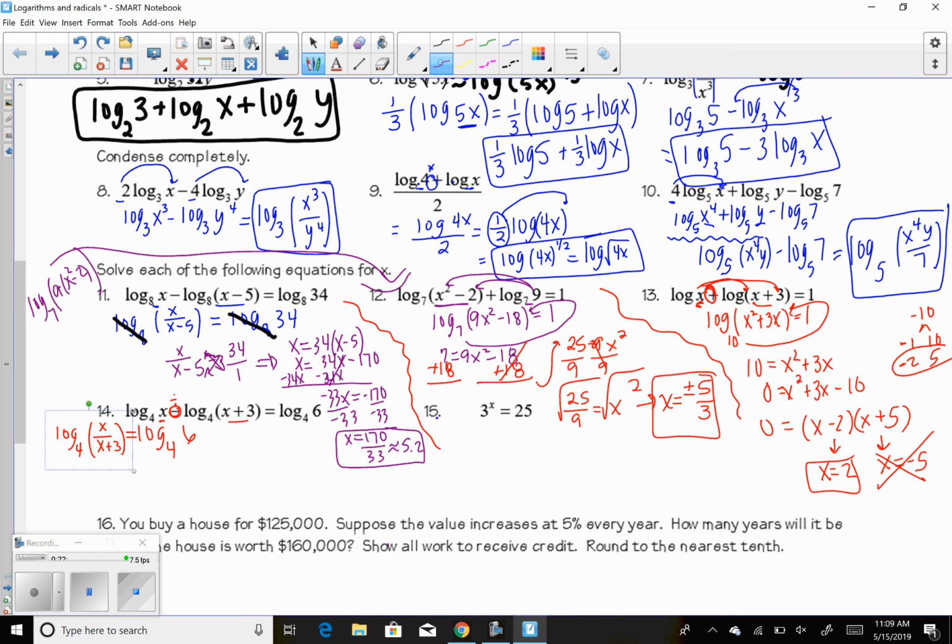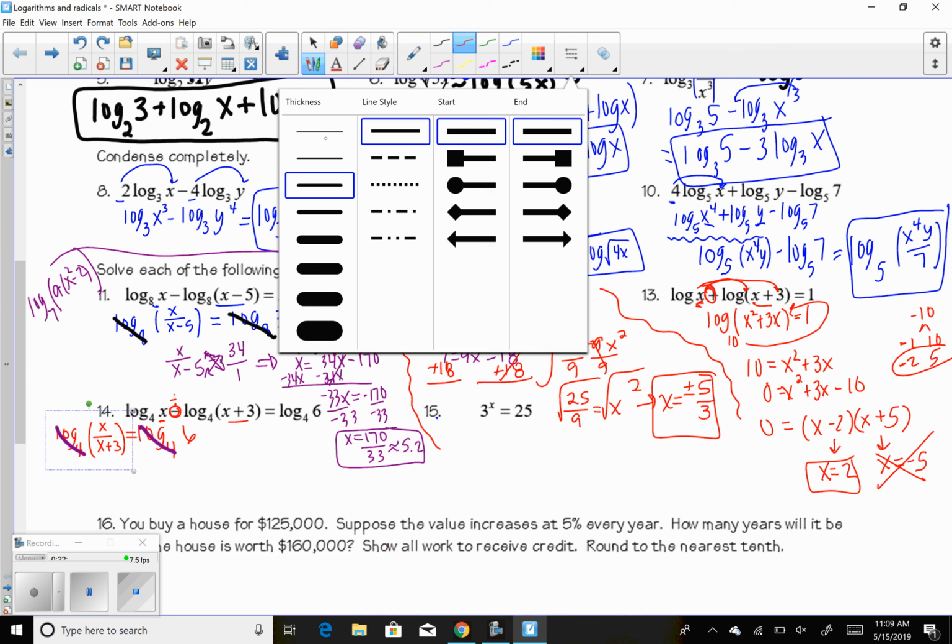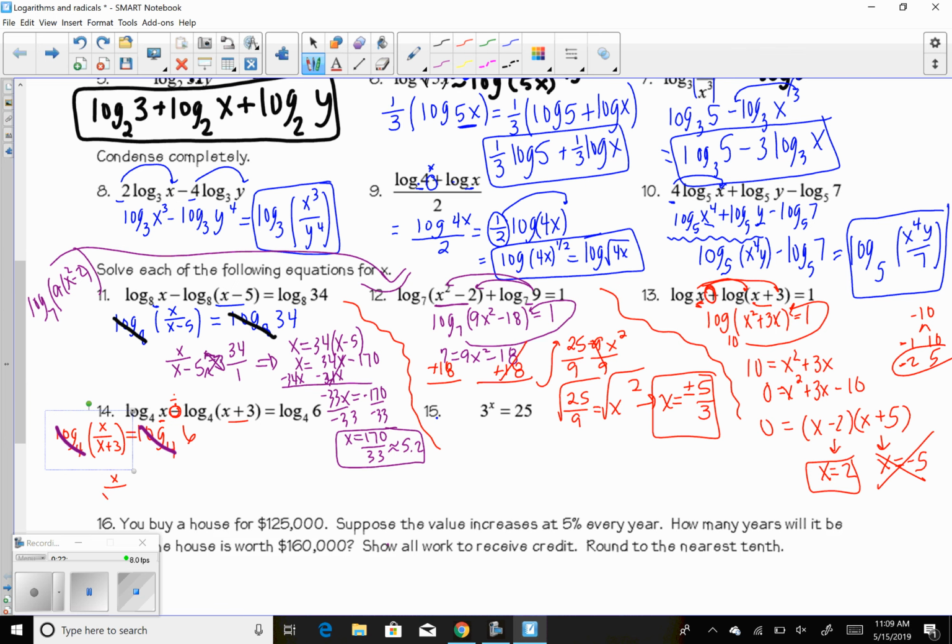I have log equals log. Log equals log, we drop the logs, and then you bring down what's left. So I'm left with x over x plus 3 equals 6, and I could go ahead and put it over 1, and we cross multiply. So x times 1 is x equals 6 times x plus 3. So x equals 6x plus 18 because you distribute right there.